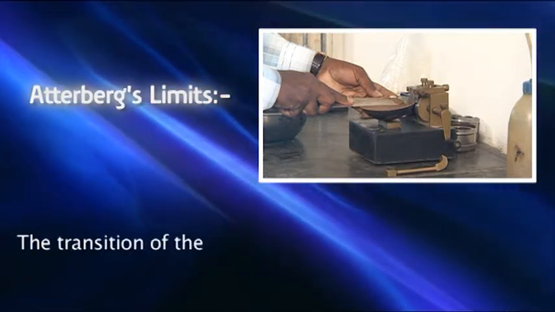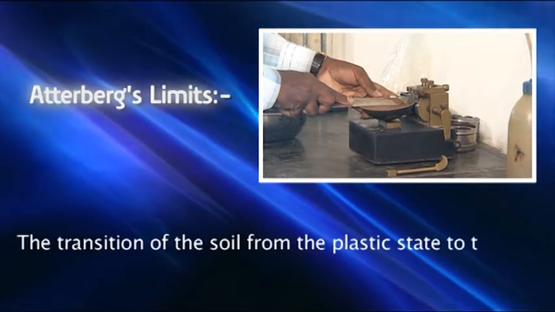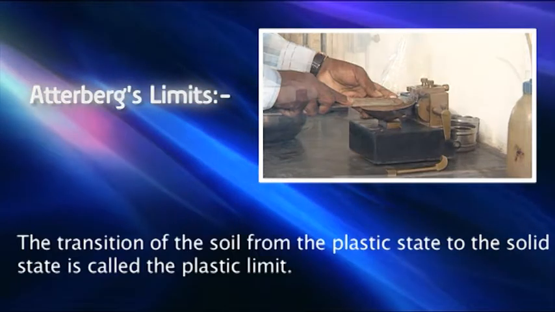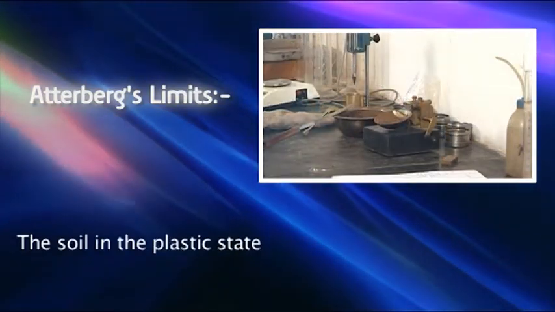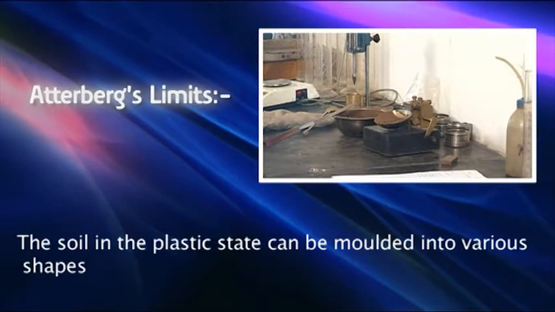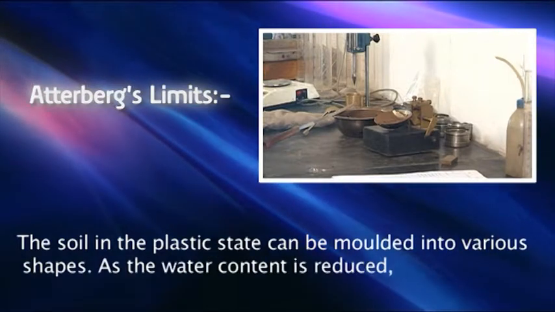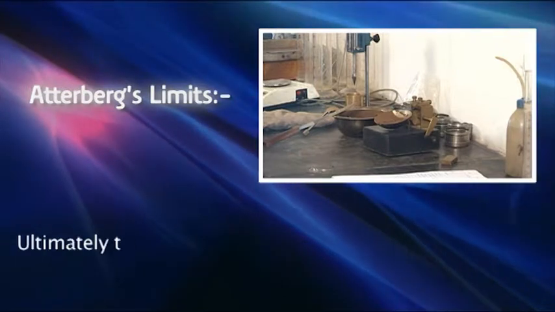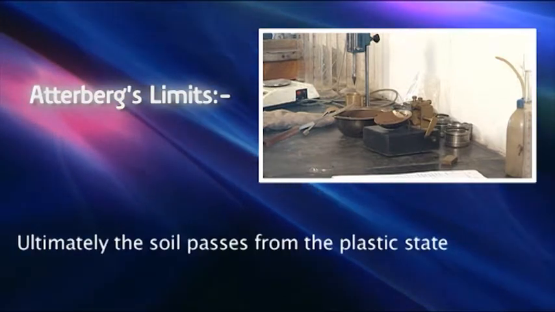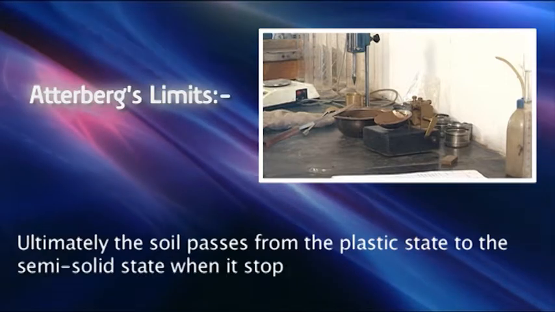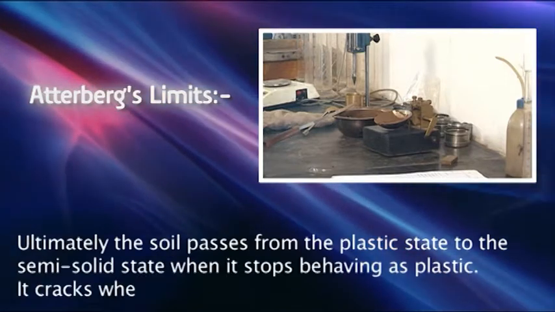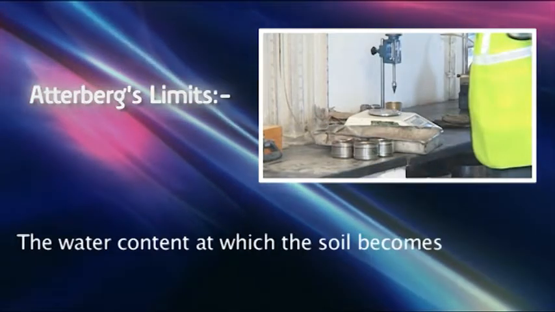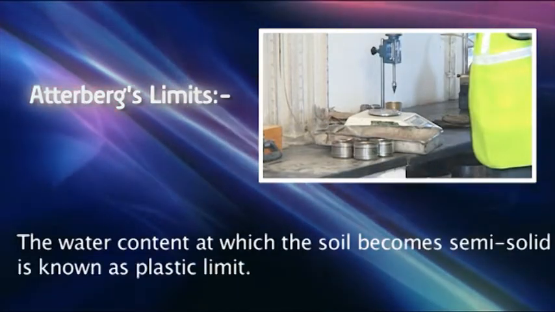Plastic limit. The transition of the soil from the plastic state to the solid state is called the plastic limit. The soil in the plastic state can be molded into various shapes. As the water content is reduced, the plasticity of the soil decreases. Ultimately, the soil passes from the plastic state to the semi-solid state. When it stops behaving as plastic, it cracks when molded. The water content at which the soil becomes semi-solid is known as plastic limit.